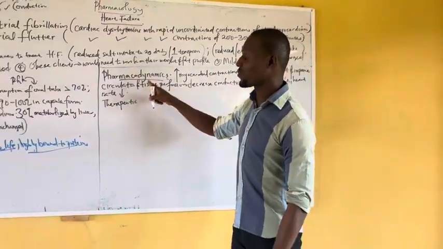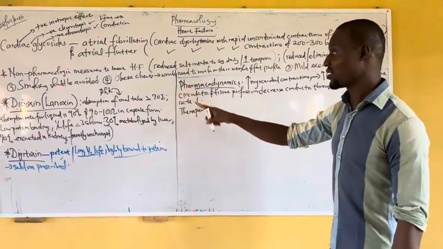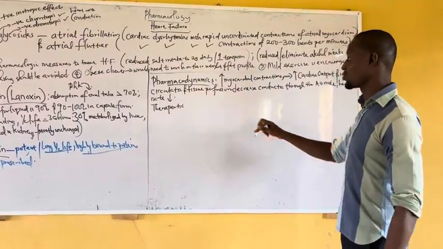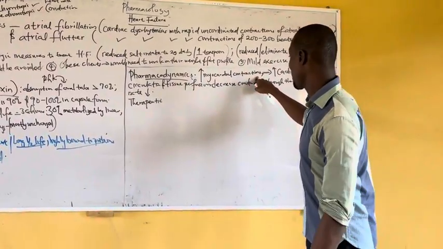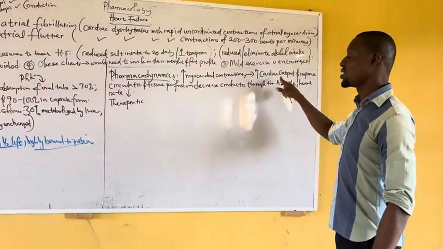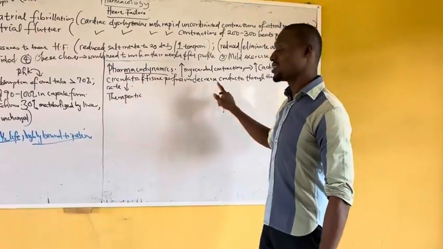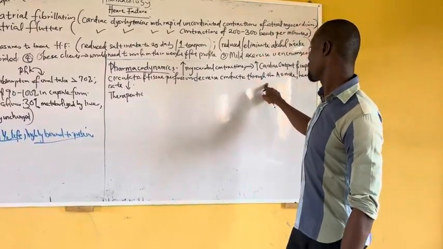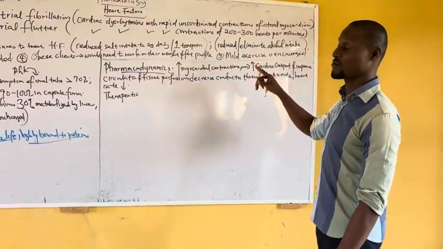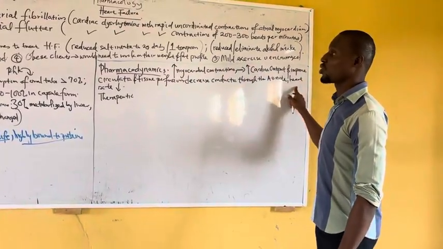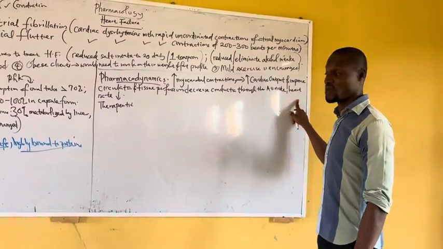Now, talking about the pharmacodynamics of these cardiac glycosides, we already said there is an increase in myocardial contraction that will improve cardiac output, improve circulation of blood and tissue perfusion, then a decrease in conduction through the AV node. This is the dromotropic effect that would also cause a decrease in chronotropic effect, right?